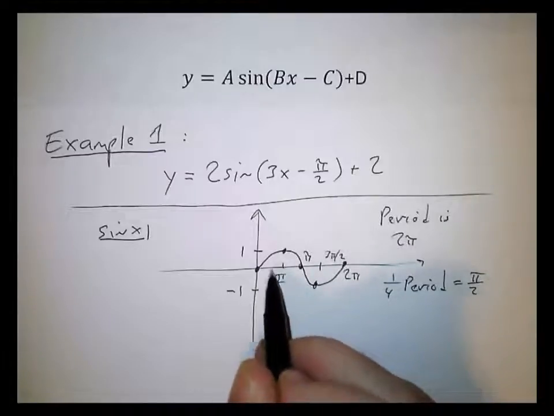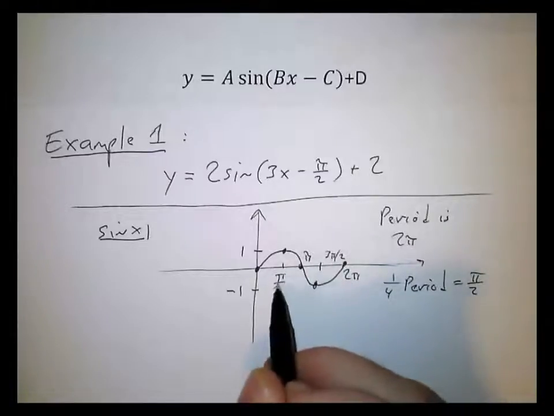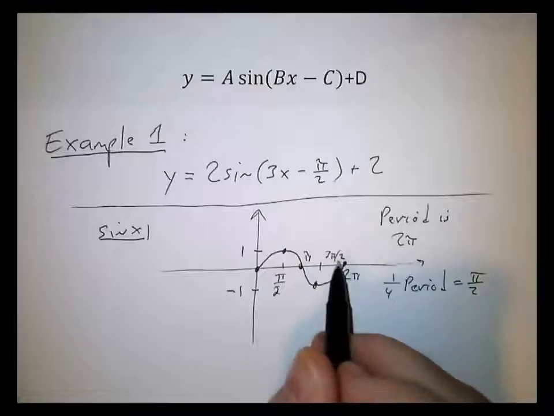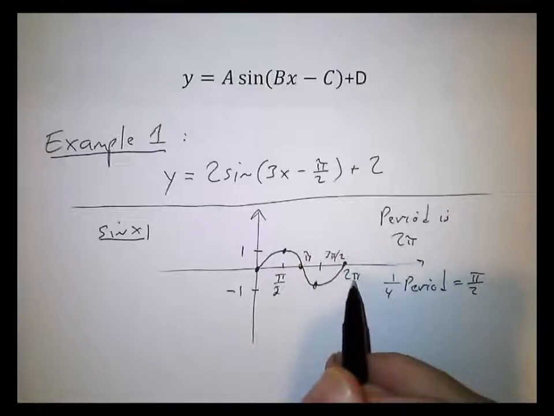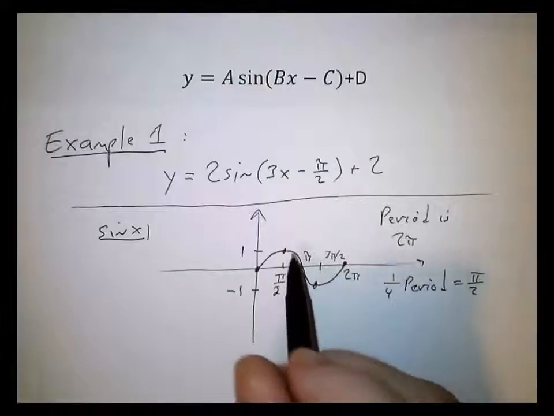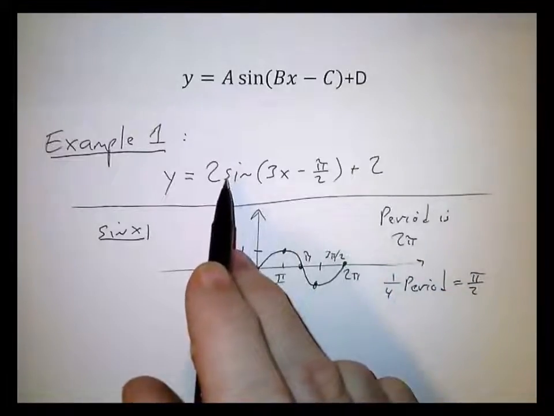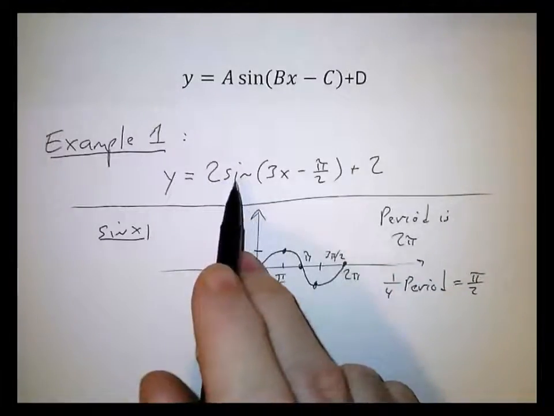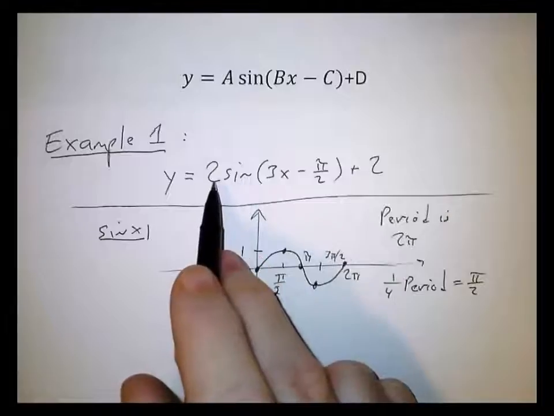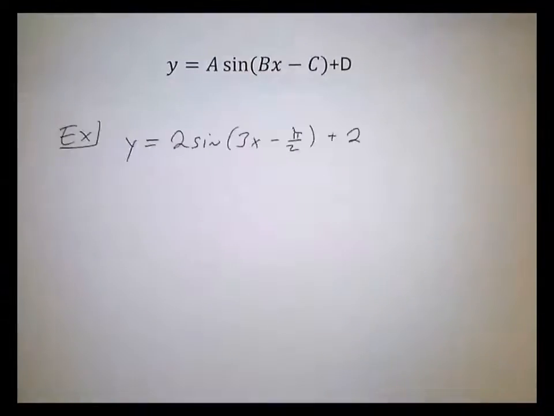I might also notice this is, if I didn't simplify, this would be pi over 2, 2 pi over 2, 3 pi over 2, 4 pi over 2. These are equally spaced. And now first of all we want to think, what does this 2 out here do? Well, the 2 here is going to stretch this vertically by a factor of 2.